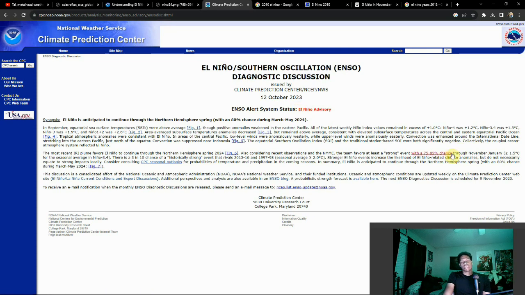And what garners my attention the most, there's particular model data that favors a strong event with a 75 to 85% chance. Pretty high confidence, especially through November to January, and we're already seeing that play out now. There's even a 3 out of 10 chance of a historically strong event that could rival, let's say, the 2015 to 2016 event, or maybe even 1997 to 98. To any of my weather nerds that may happen to be watching this, you know how big those years were. Those are not terms that you should be scoffing at. Thankfully, it's only 30%, but still, that's something to definitely keep a close eye on.